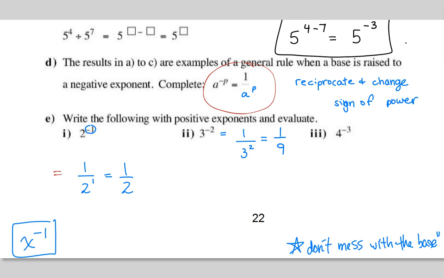Right then. The next one will be just 1 over what? 1 over 4 what? Good. 1 over 4 cubed. Good. Which is the same as 1 over 64.